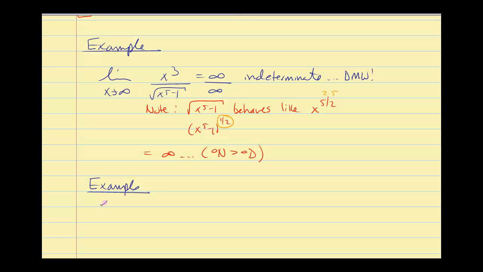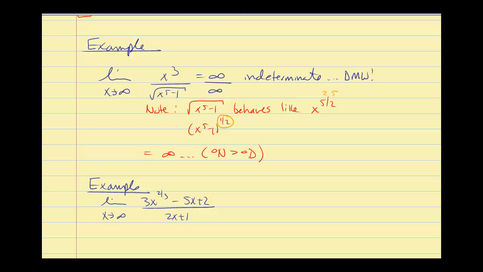In this example, let's take the limit as x approaches infinity of 3x to the 2/3 minus 5x plus 2 all over 2x plus 1. Well, right away you can plug in infinity, or take your limit as x approaches infinity, and you get infinity over infinity, which is indeterminate, which means to do more work.